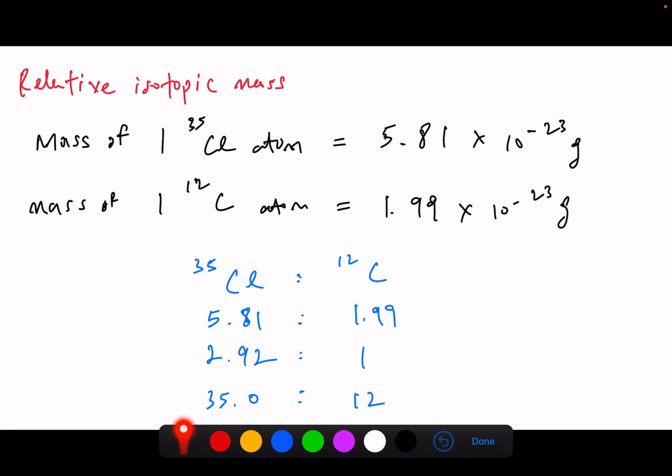Important to note that when we're talking about relative isotopic mass or relative atomic mass, there should be no units because it is relative. It's all relative. There are no units when talking about this kind of numbers.